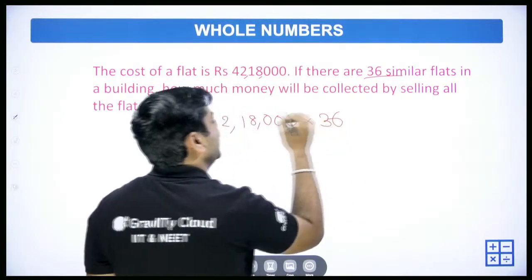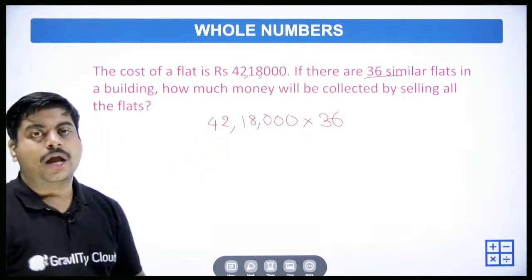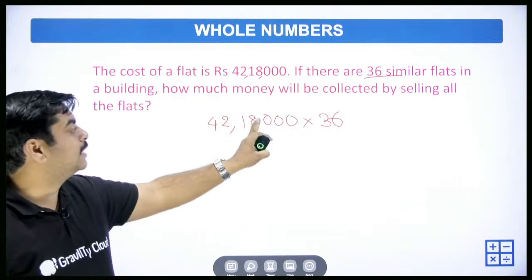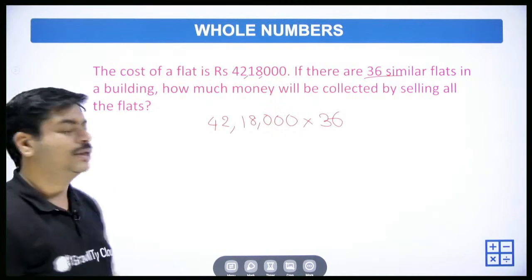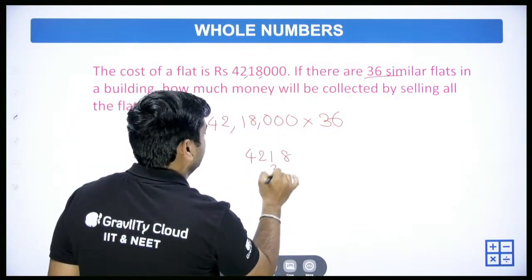Same flat, same cost. We are not going to take any other conditions. So we need to multiply this. Always when you have 0, 0, 0, you just simply ignore them and multiply the remaining numbers. Okay, so 4218 into 36.